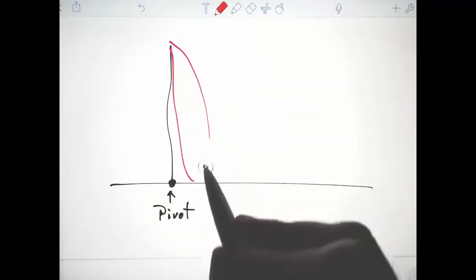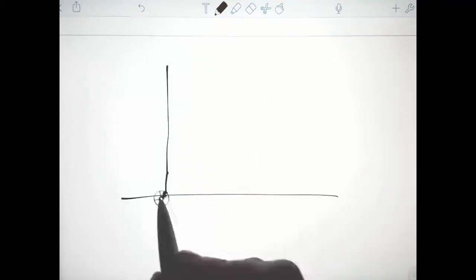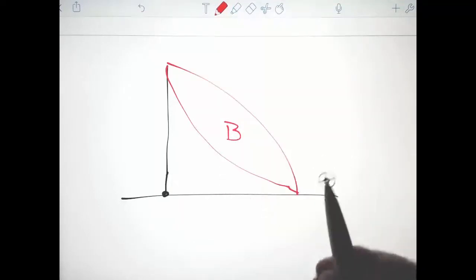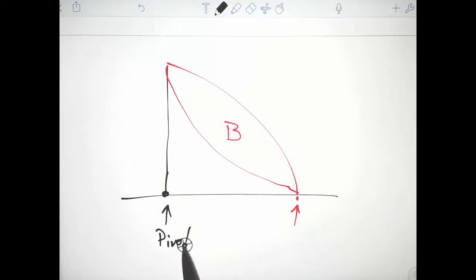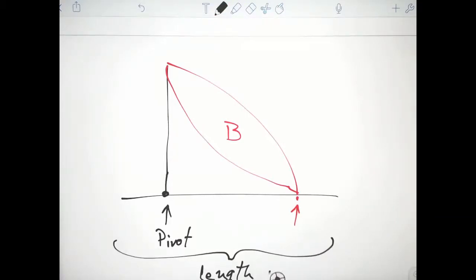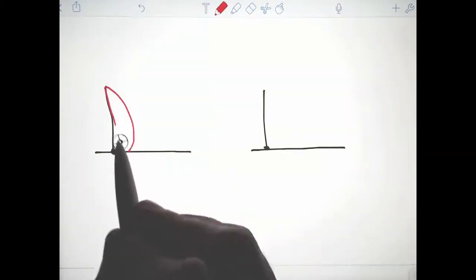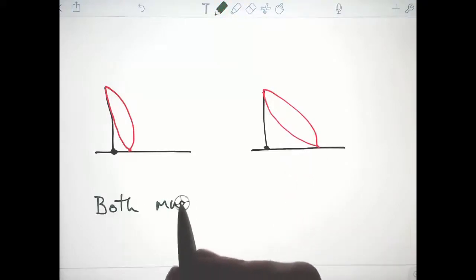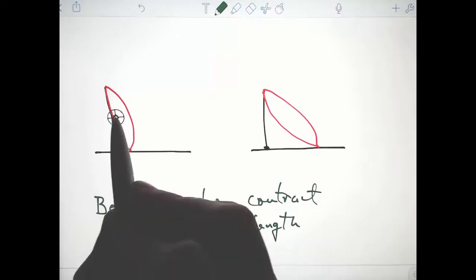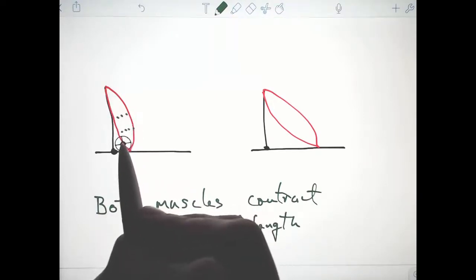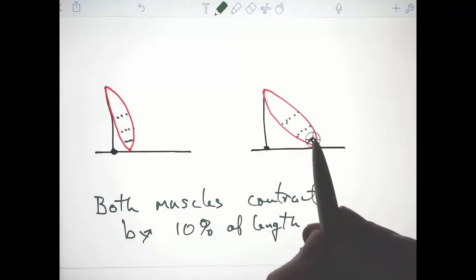I want to compare two circumstances, a muscle A that attaches nearby and a muscle B that attaches at a distance. In both cases, the pivot is the same and the length is the same. We'll have both muscles contract by 10% of their length. So there's half, there's 25%, so 10% is about here. Here's half, 25%, 10% is about here.